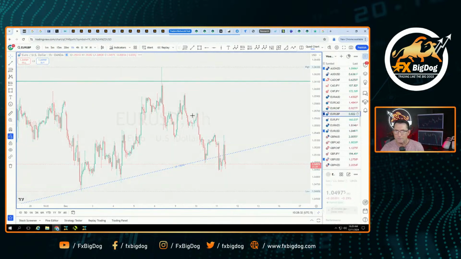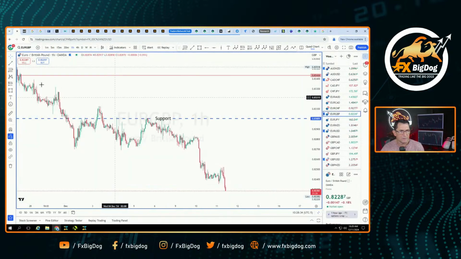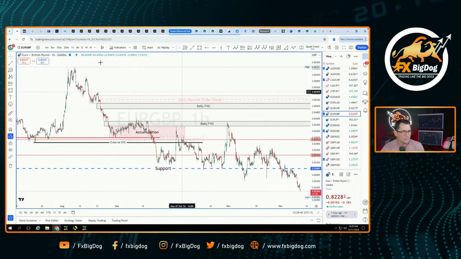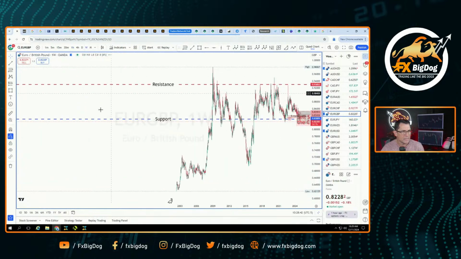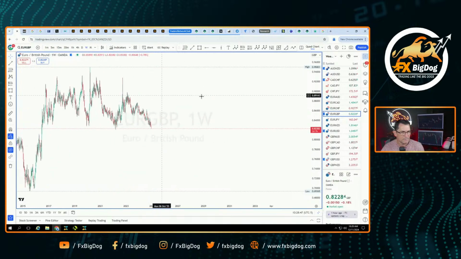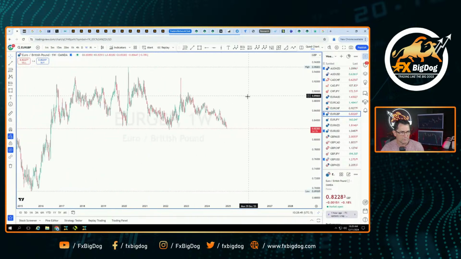And finally, traders, for those that are interested in the euro pound, what's going on with the euro pound? Well, let's go ahead and dive in and take a look. First thing, number one, I'm going to go to my weekly. Always go to the weekly to get some directional bias.